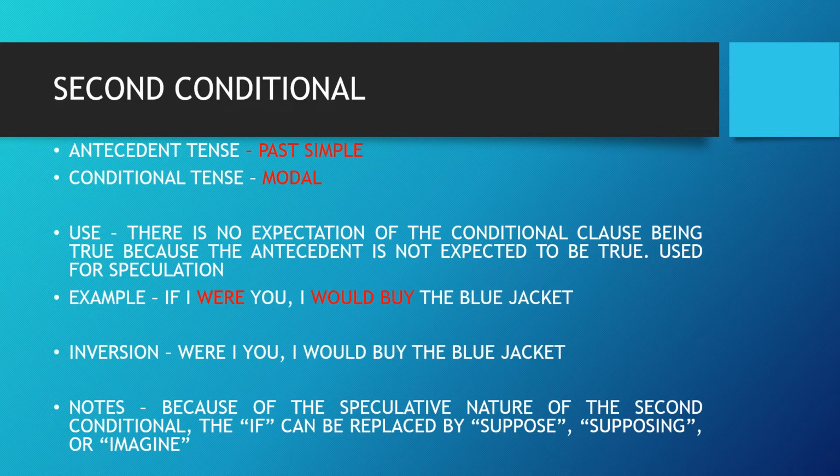We can invert this very nicely and say, were I you, I would buy the blue jacket. That inversion makes it more formal. Because of the speculative nature of the second conditional, the word if this time can be replaced by suppose, or supposing, or imagine. The second conditional is mostly used for speculative or daydreaming reasons, and it goes from the past simple in the if clause to a modal in the then clause.